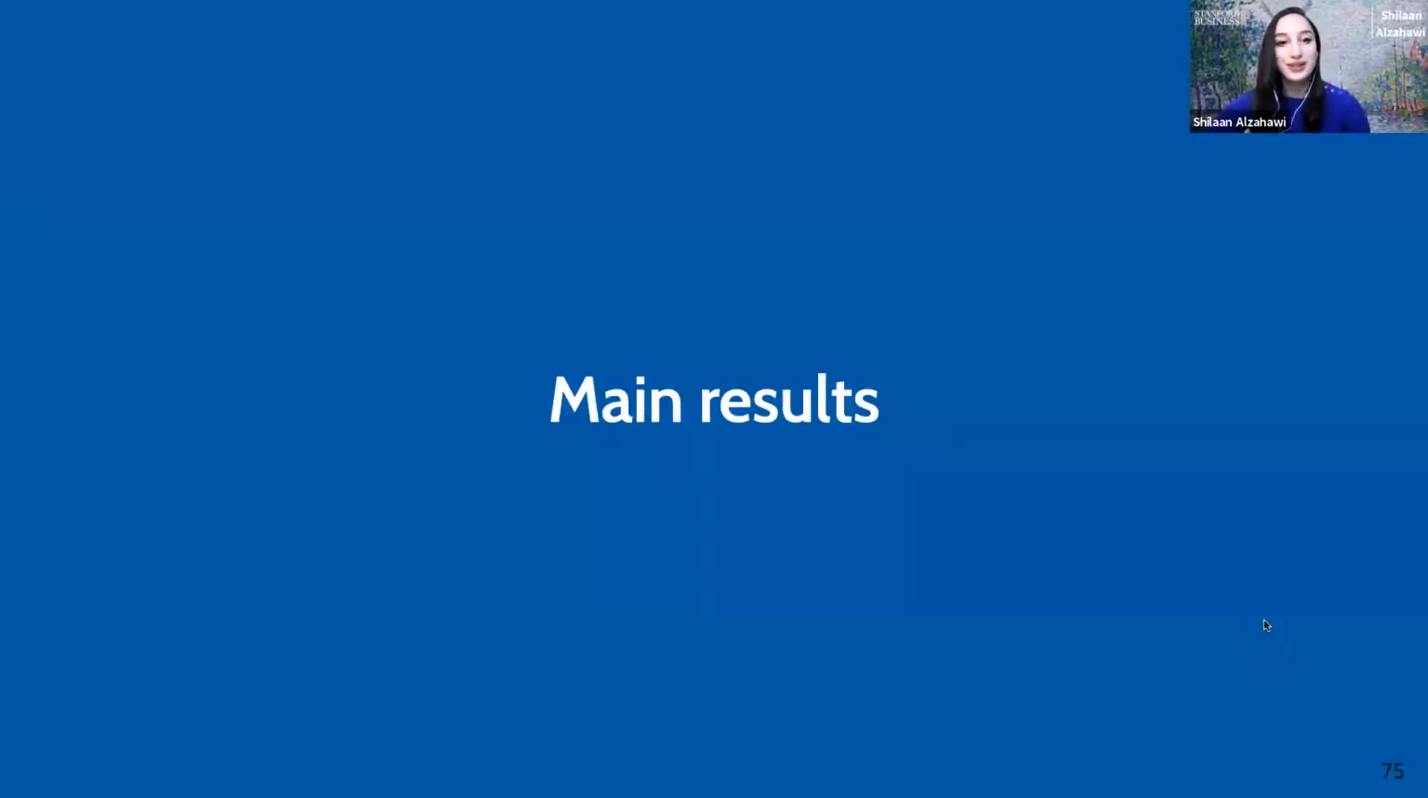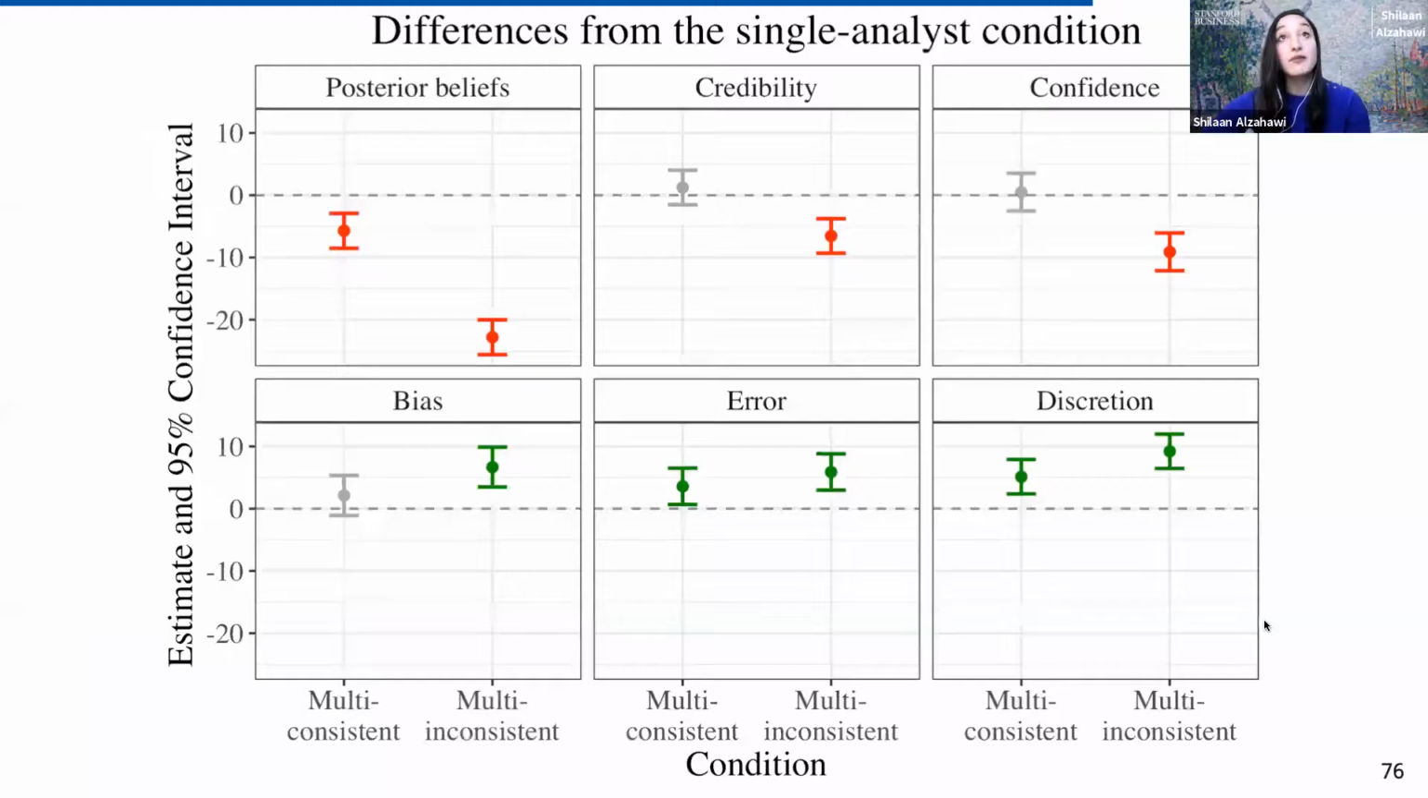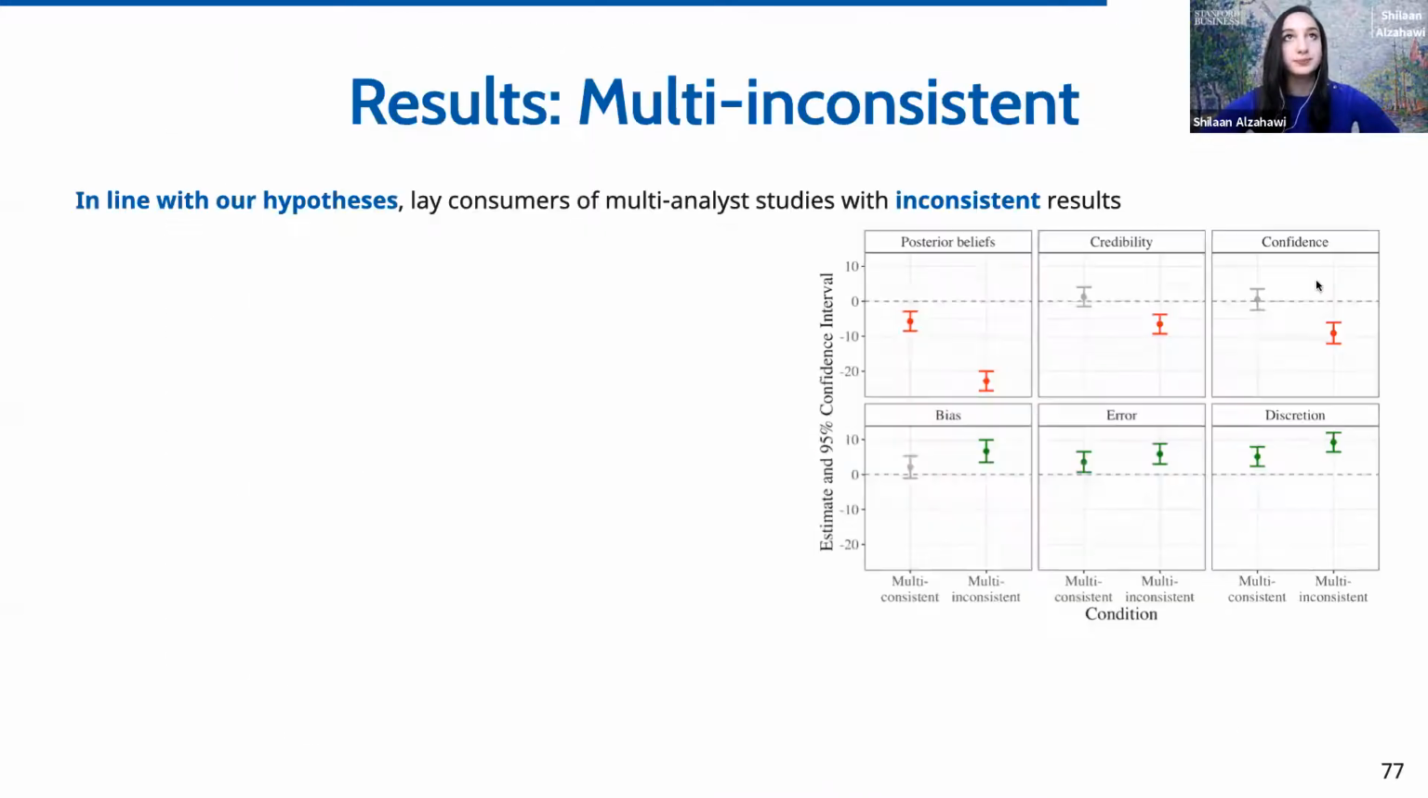So let's move on to the main results. For the results, we regressed all outcomes on prior beliefs and condition with the single analyst condition as the reference category. So all results that I will show you control for prior beliefs and show the results for the 2 multi-analyst conditions compared to the single analyst condition. So I will now walk you through each individual aspect of this figure.